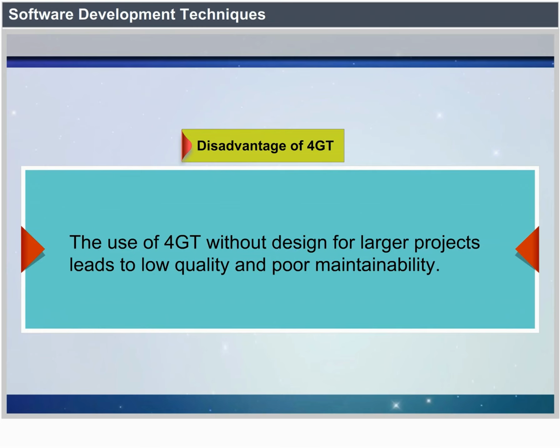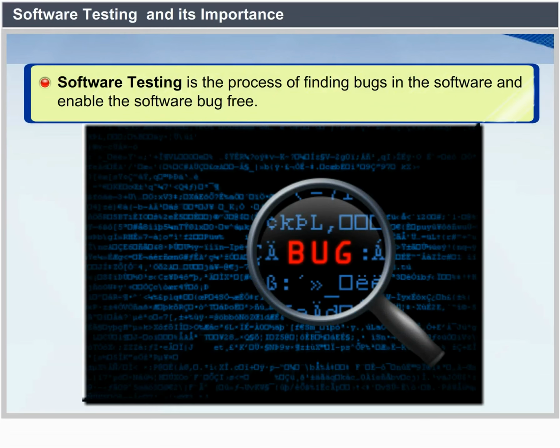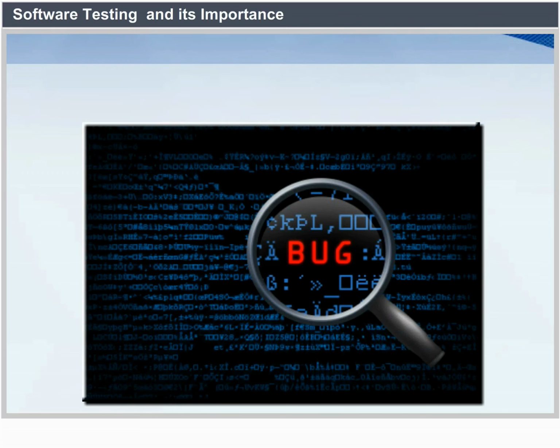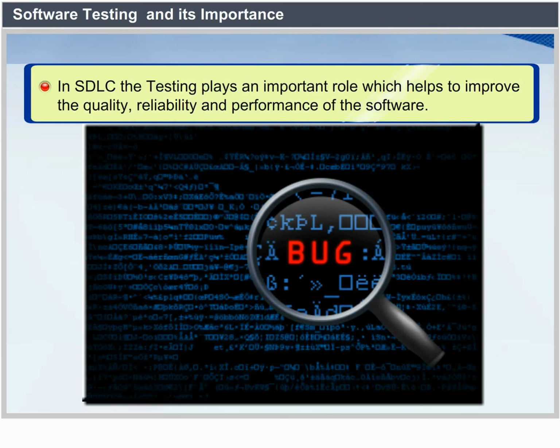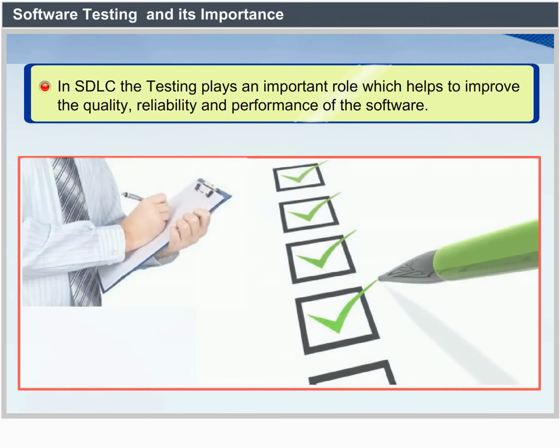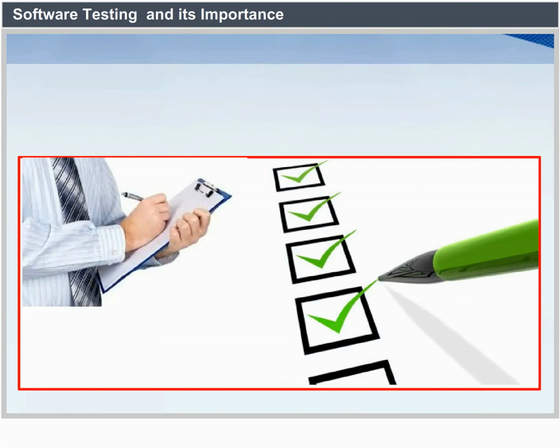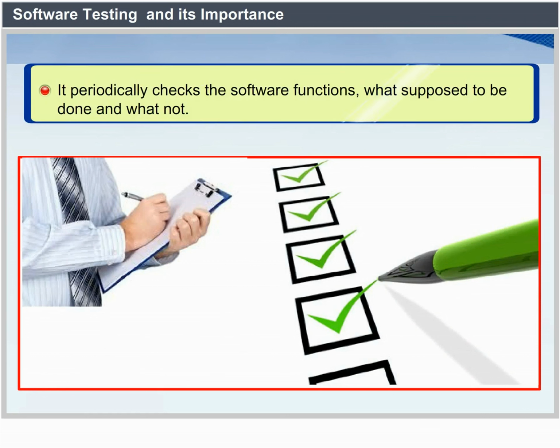Software testing is the process of finding bugs in the software and making the software bug-free. In the SDLC, testing plays an important role, which helps to improve the quality, reliability, and performance of the software. It checks the software functions, what it is supposed to do, and what it is not supposed to do.